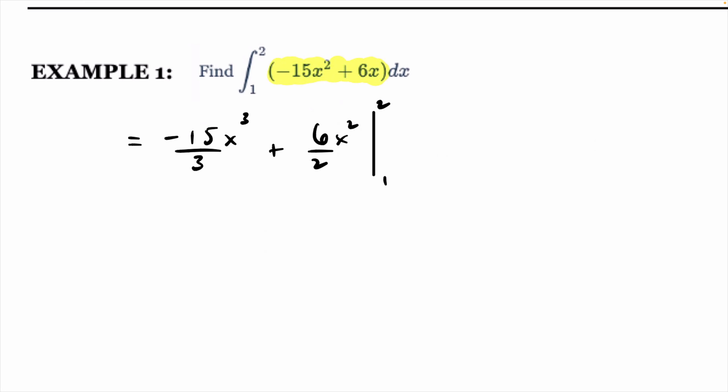I would suggest simplifying it first. 3 goes into negative 15 negative 5 times. 2 goes into 6 3 times, right? So simplify it a little bit. So you get negative 5x cubed plus 3x squared. And I need to evaluate it from 2 to 1.